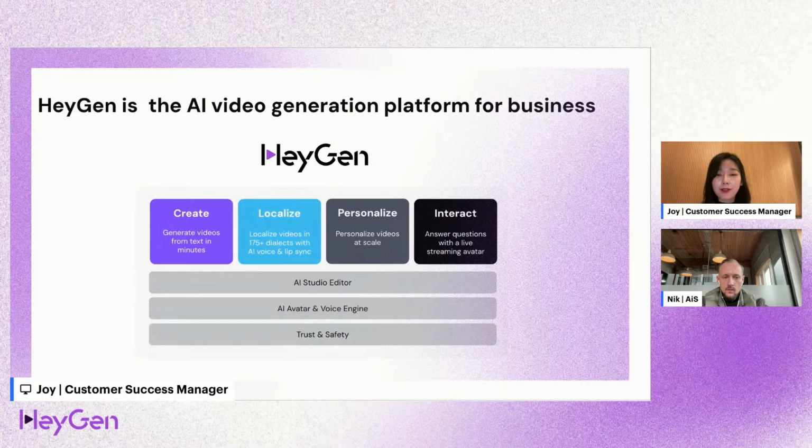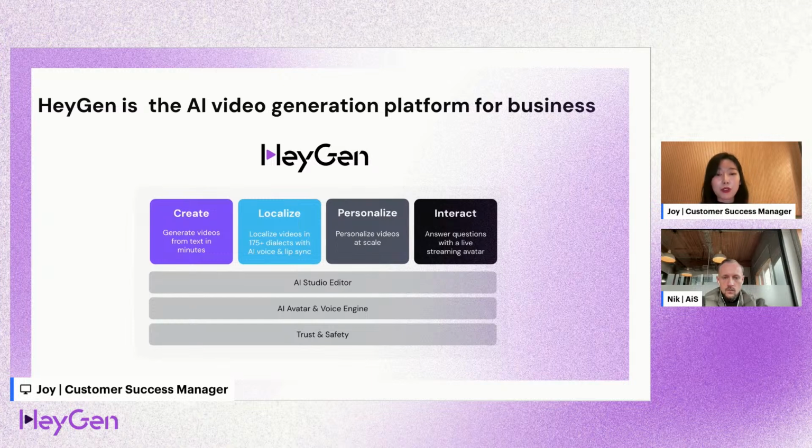And the avatar video and video translation are two of our core products, that is, create and localize video. But for HeyGen, we also have HeyGen Labs. We want people to also be able to use AI to make video in a much more personalized way.